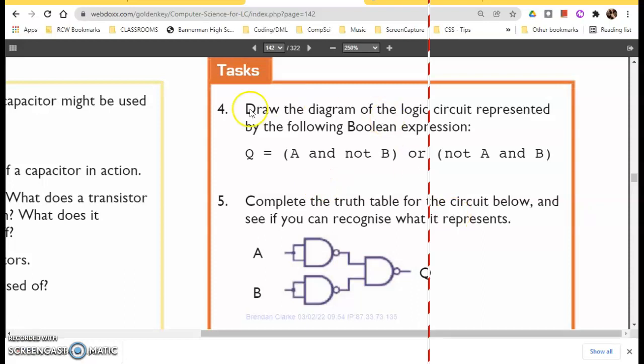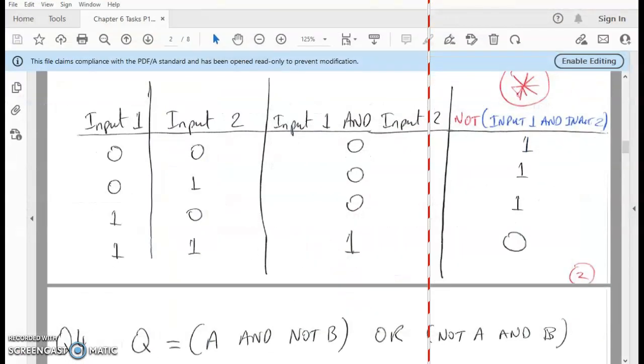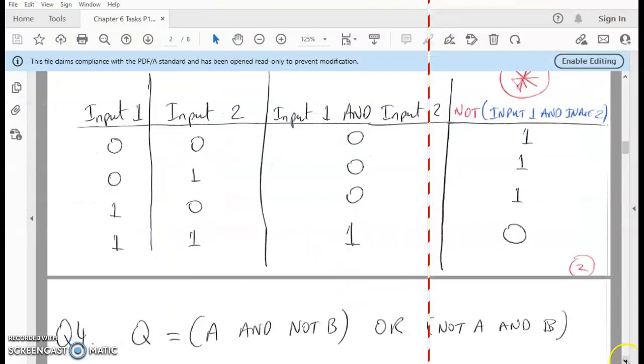Number 4. Draw the diagram of the logic circuit represented by the following Boolean expression. Q, the output, is equal to, in brackets, A and not B, or the OR gate, not A and B. You've got to identify straight away that you've got two inputs, A and B. They're your inputs. And this is the answer I got from that.